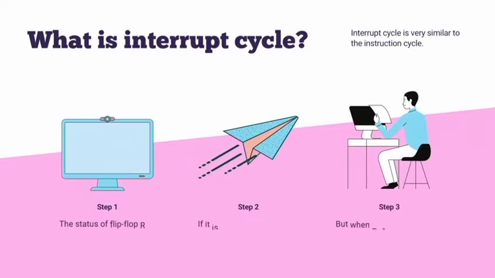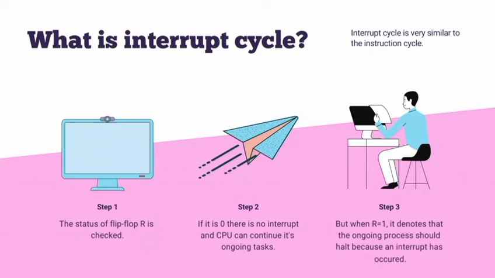Alright, here we take a moment to talk about the interrupt cycle, how it works and how it is generated. Firstly, the status of the flip-flop of the processor is checked. If it's 0, there is no interrupt and the CPU can continue its ongoing task. But when the status of the flip-flop is read as 1, it denotes that the ongoing process should halt because an interrupt has occurred.